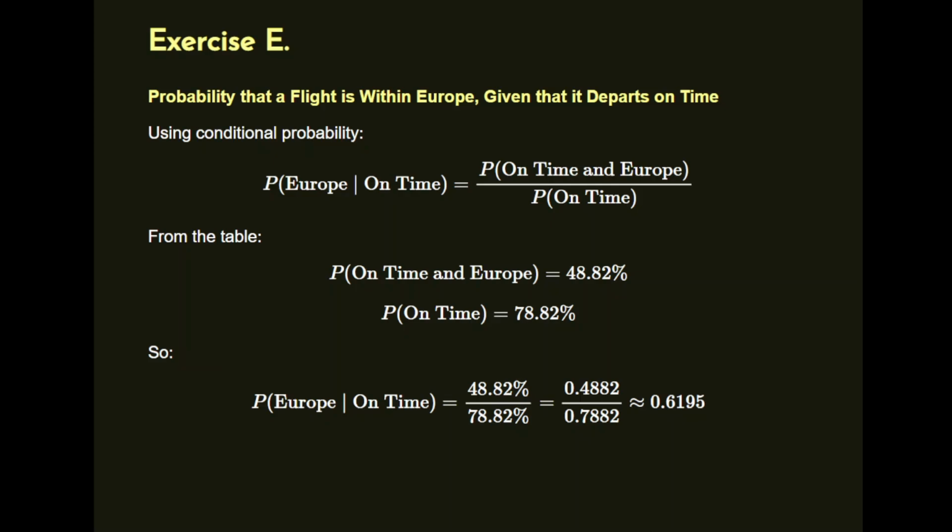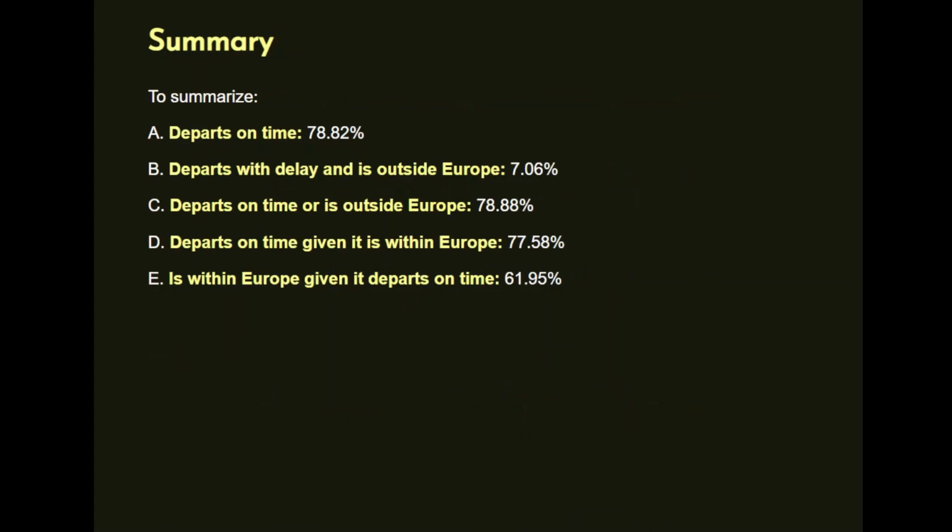So that again is 48.82%. The probability of an on-time flight is 78.82%. So we divide 48.82 by 78.82. That is 0.4882 divided by 0.7882, which is approximately 61%, 0.6195. Okay, so that sums it all up there.